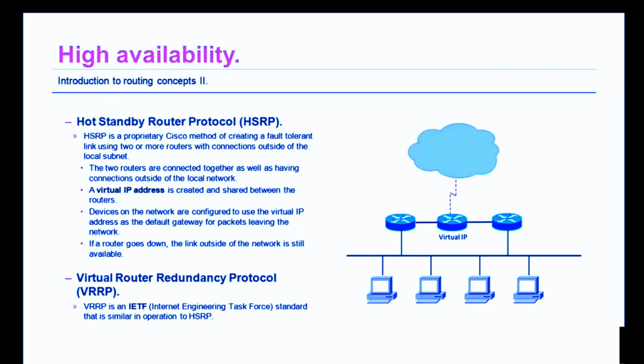A virtual IP address is created and shared between the two routers. Devices on the network are configured to use that virtual IP address as their default gateway for packets leaving the network. If a single router goes down, the link outside of the network is still available. Another high availability technique is Virtual Router Redundancy Protocol, VRRP. It is an IETF, Internet Engineering Task Force, standard that is similar in operation to HSRP.